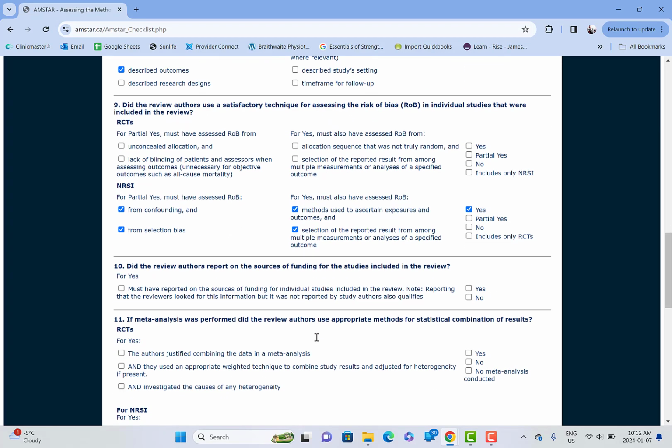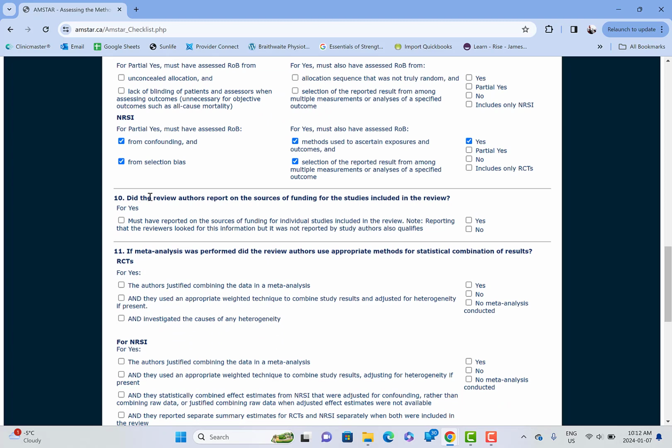Question 10 of the AMSTAR, pretty straightforward, asking us, did the review authors report on sources of funding for the individual studies included in the review? And in this case, the authors did not. There was no note on funding of the individual studies that was reported in their paper, so I just answer no to this question.